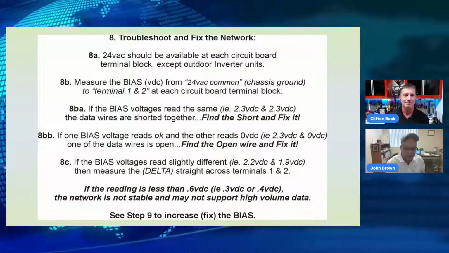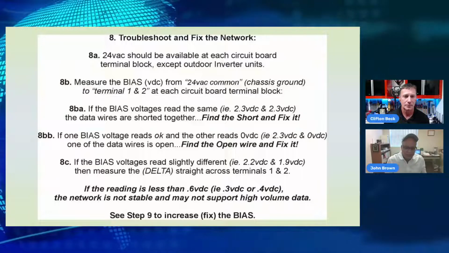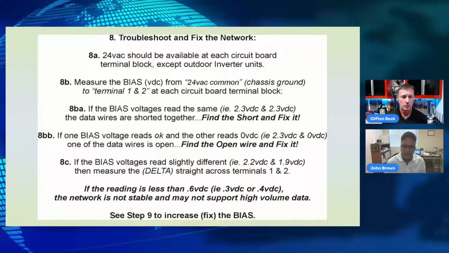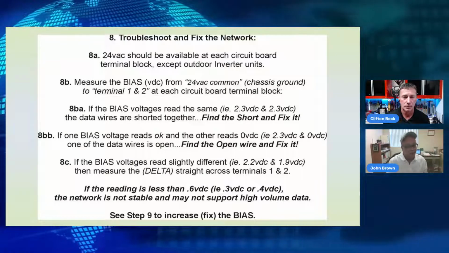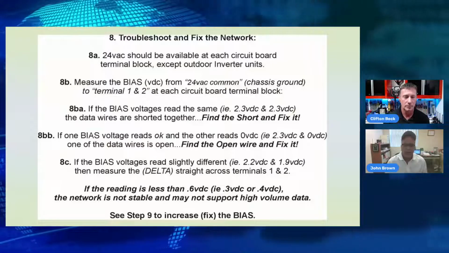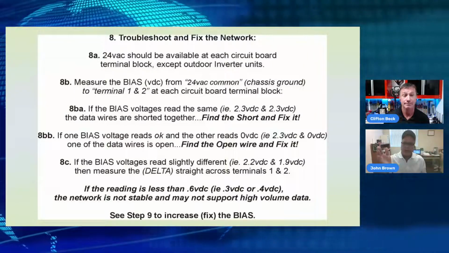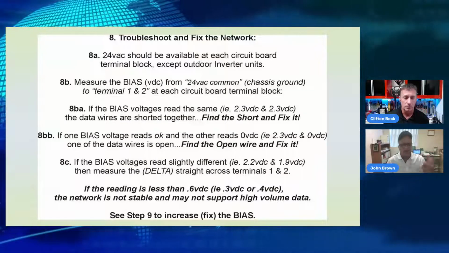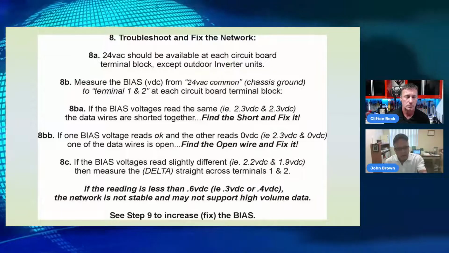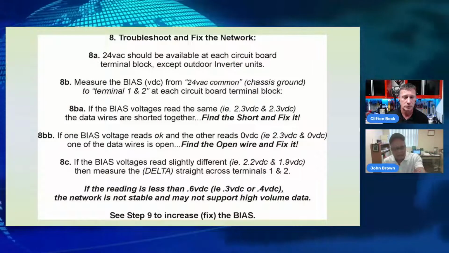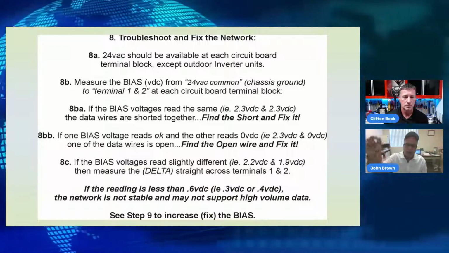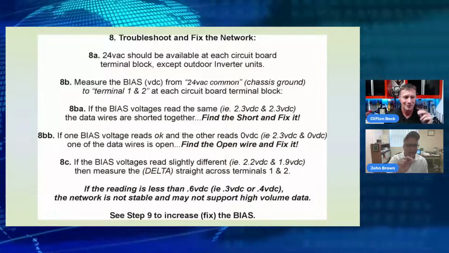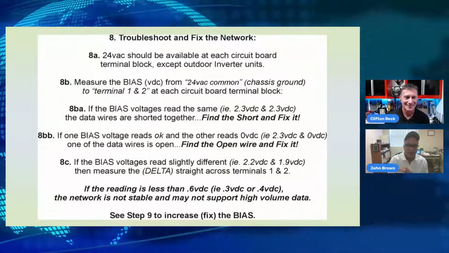So, to troubleshoot and fix the network, make sure you've got 24-volt AC at each R and C terminal on each of these circuit boards. This is important. The board won't function without the 24-volt power supply. Measure the voltage from the 24-volt common or chassis ground to terminal 1 and 2. If you read the same voltages, that is, I read common to 1, common to 2, and they're both 2.3, your data wires are shorted together. There's a short somewhere. You need to find it and fix it.